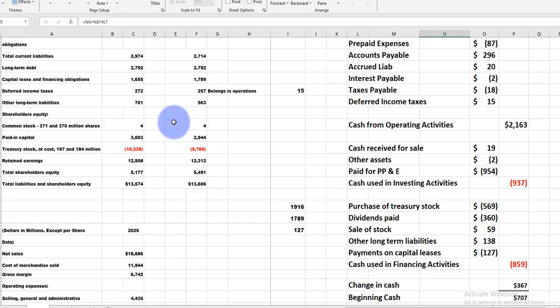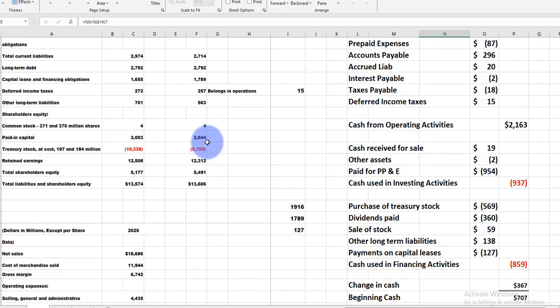And then the sale of stock. Common stock didn't change at all, okay, because it's such a small par value and it's rounded so much that we can't even see the change. Okay, it probably did, but it's so small as to be rounded off.